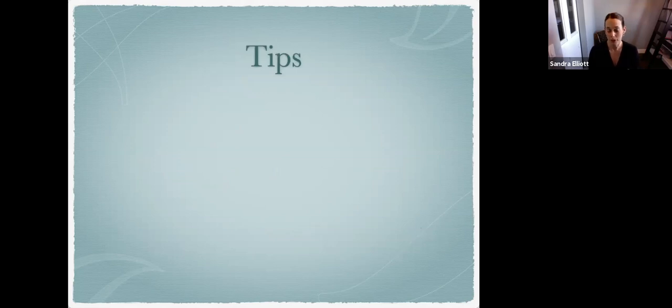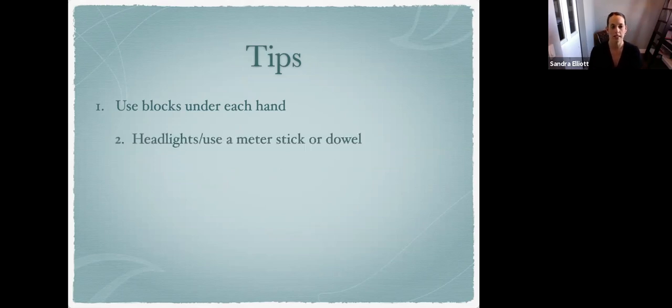Here are some tips I'm going to give you about trying to get your dancer to access those proper square hips. Number 1 is going to be use blocks under each hand. So in addition to the block underneath their leg, have them prop themselves up with blocks under each hand. It'll help them to sit up straighter, allow gravity to take effect and give a little bit more influence into getting down.